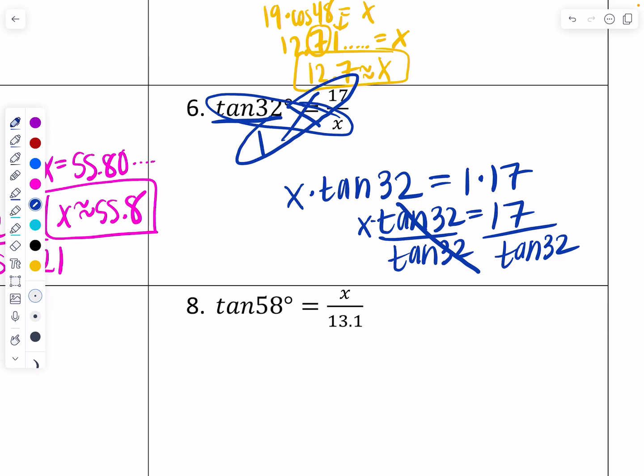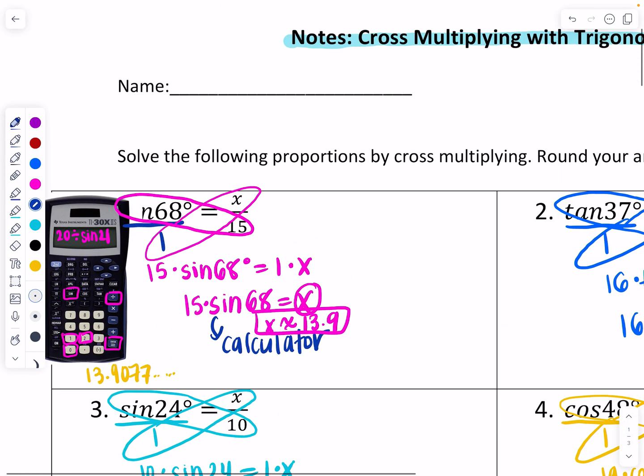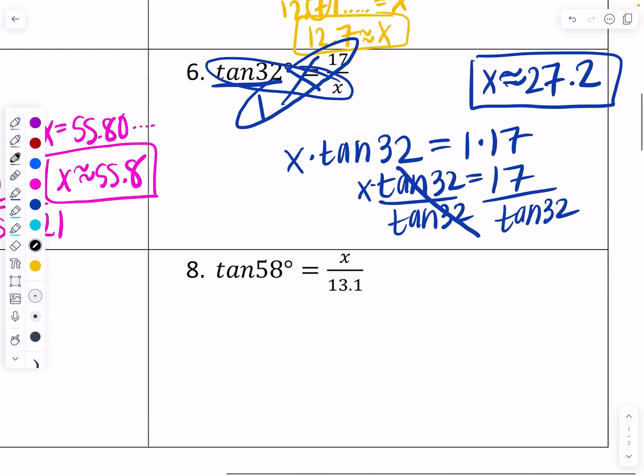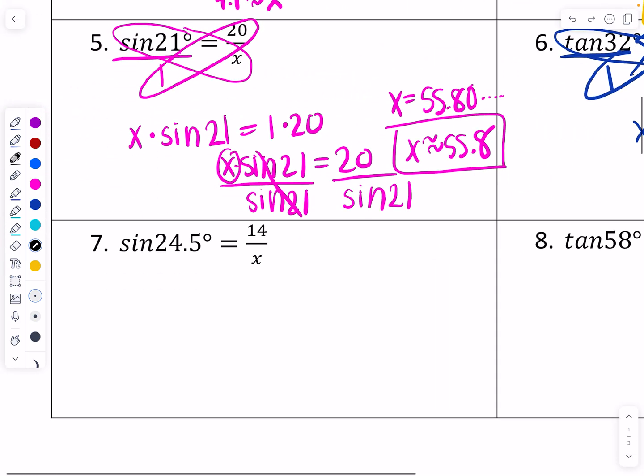So 17 divided by the tangent of 32. Type that in on your calculator, and you're going to get 27.1. That would be 17 divided by the tangent of 32. Let me know if you need help with your calculator. If you're doing this on your phone calculator, I can help you type it in as well.